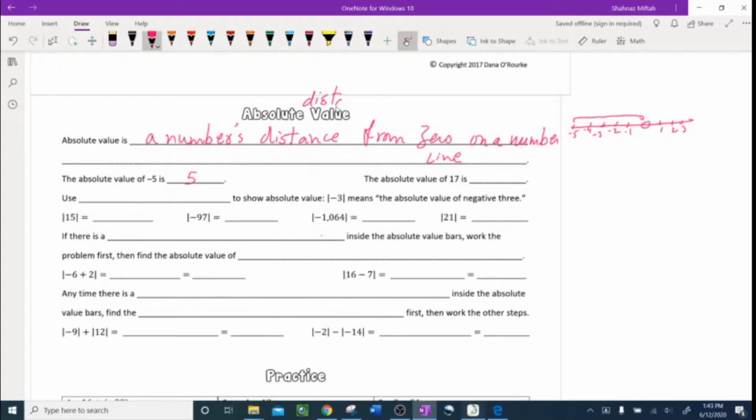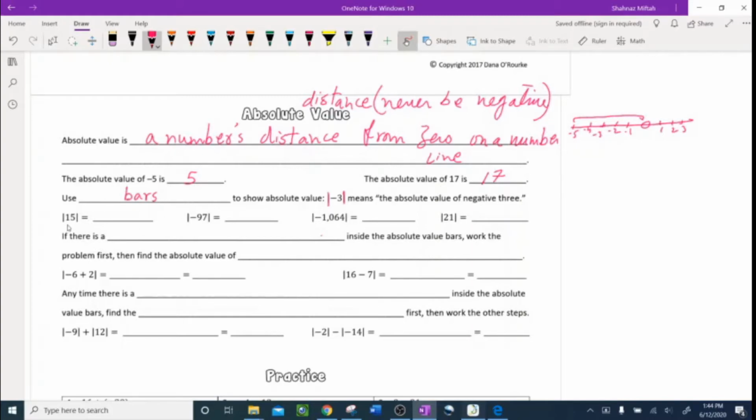I'm just going to write here: distance. Absolute value means distance, never negative. Just write that on top of this, or note it down in your notebook. The absolute value of positive 17 is going to be positive 17 because it's already positive. We can't do anything. Now, use bars to show absolute value. If it's negative 3 between these absolute bars, it means I'm talking about a distance from negative 3 to 0, or 0 to negative 3, either way.